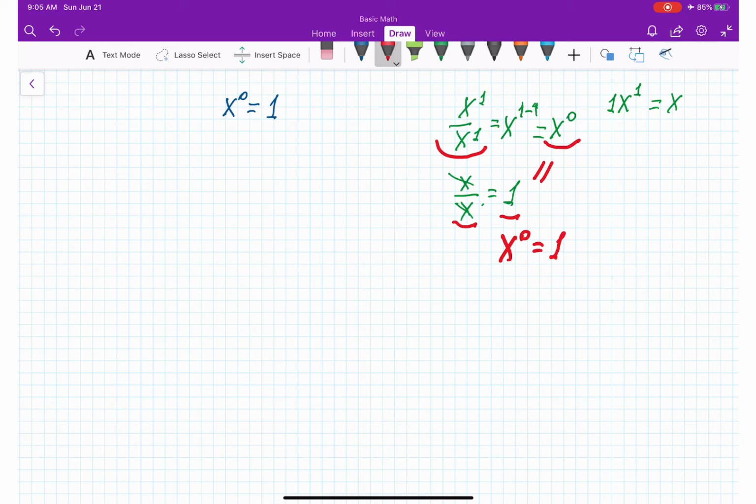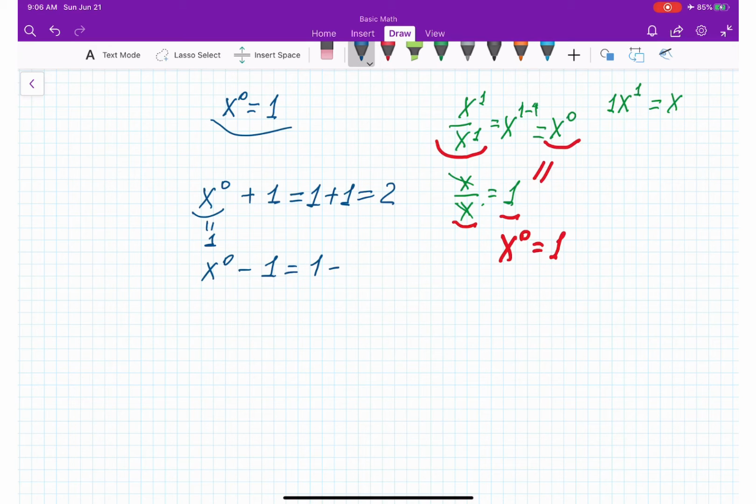Moving to the next case. x to power 0 plus 1, x to power 0 minus 1. Now once we understood this, x to power 0 equals 1, it will be easy to do. x to power 0 plus 1 practically means 1 plus 1, right? Because this equals 1, so we get 2. And x to power 0 minus 1 accordingly is going to be 1 minus 1, which is equal to 0.